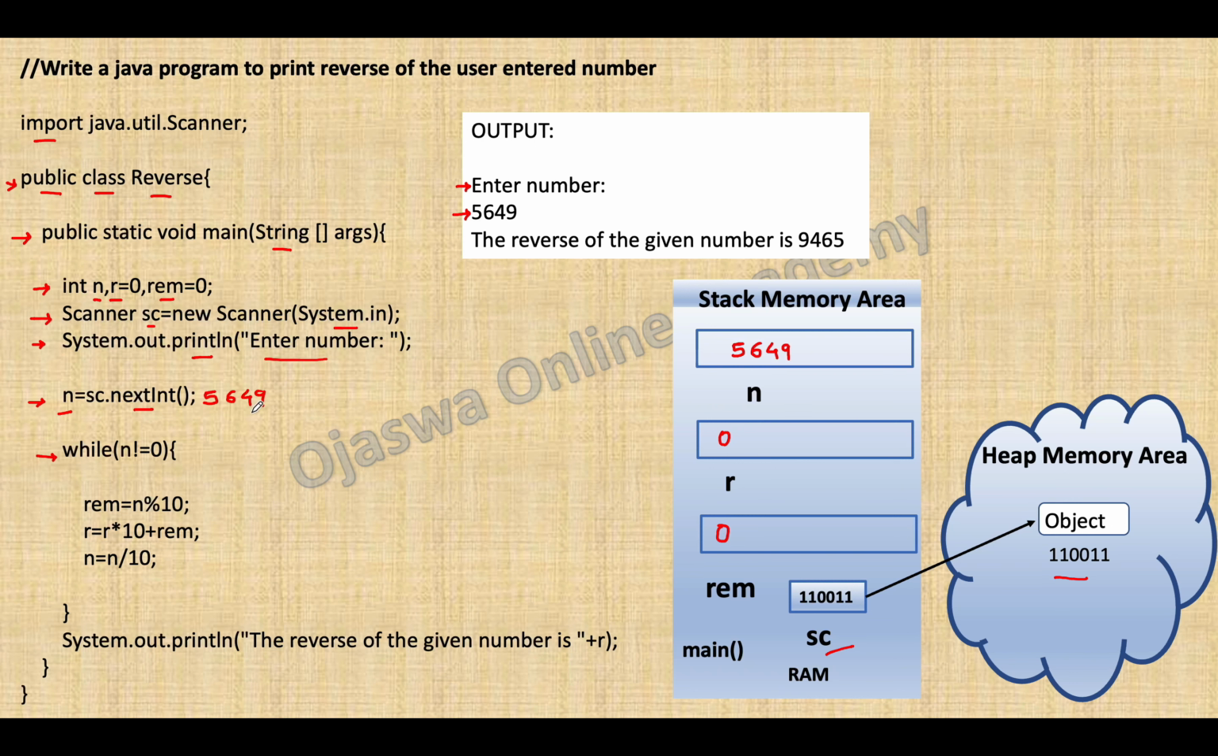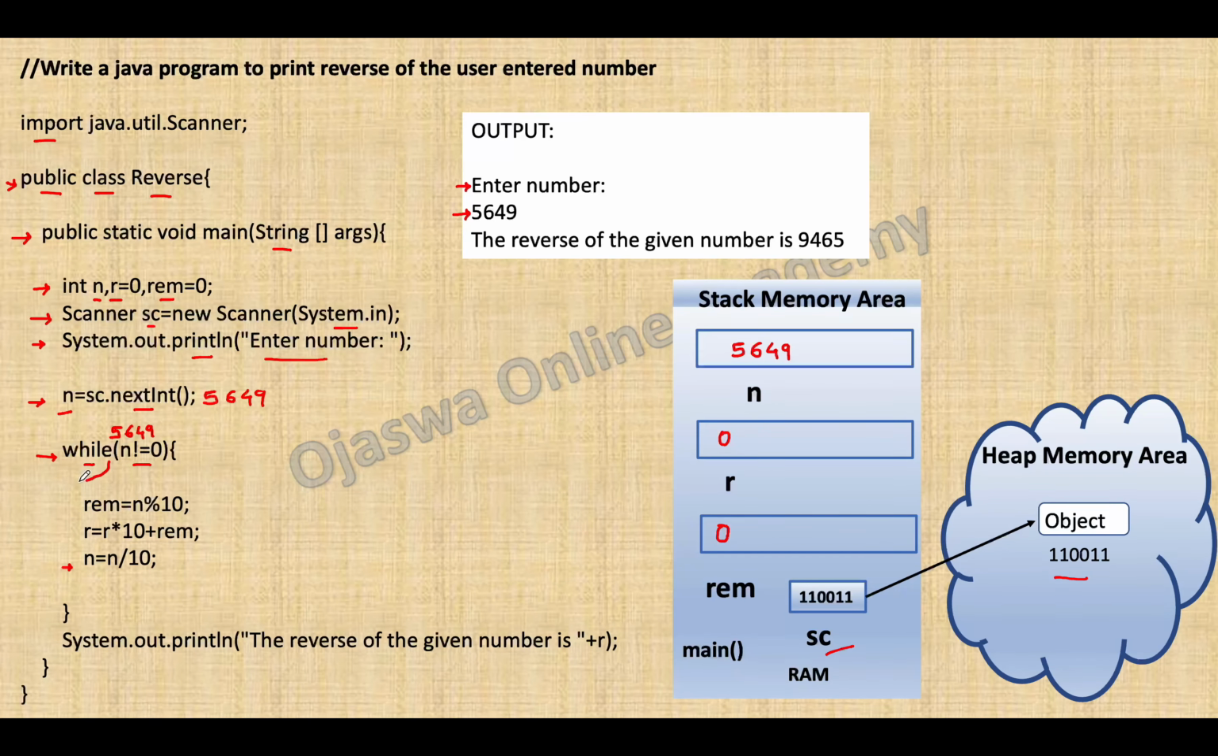Here comes the logic. To reverse the number, we first need to extract every digit of the number. So we will write the logic to extract the digits of the number, and we need a loop to iterate through the digits. Here we are using a while loop. Syntax for while loop is while keyword, condition, and here we are writing a decrement statement. Value of n will go on decrementing. So value of n is 5649. We are checking whether the number 5649 is not equal to 0. The number is not equal to 0, hence the condition is true.